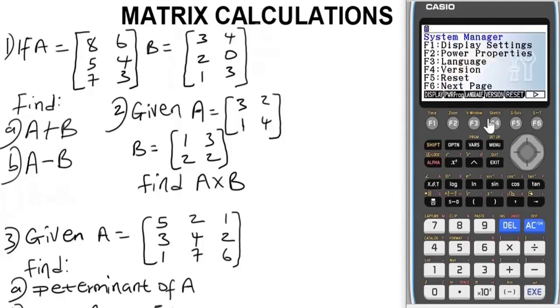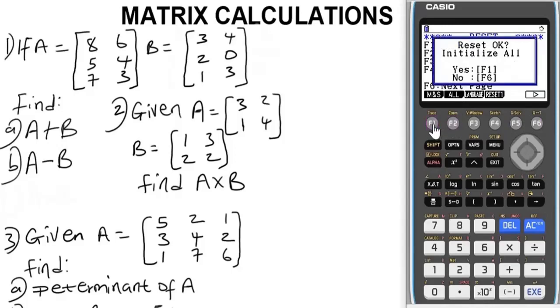Okay, so when you get there, press F5 for reset, then press F6 for next page. Press F2 to initialize all, then press F1, yes, and it will begin to initialize all as indicated here. You're going to find the determinants of the matrix, the inverse of the matrix, the transpose of the matrix, the multiplication of the matrix, and the rest of them. Okay, it's done. Press the exit button.